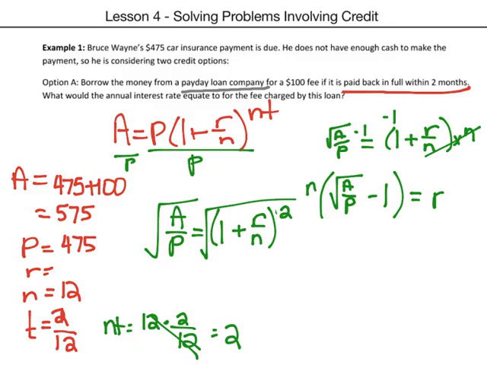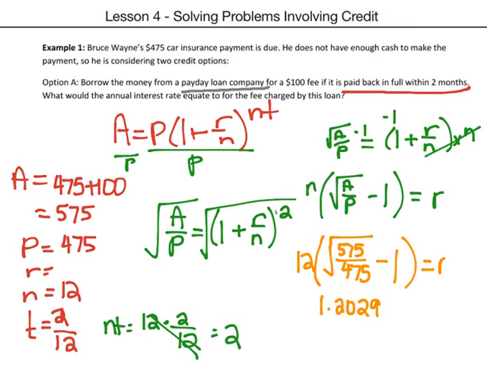But I'm going to plug in my N values. So we have 12 bracket the square root of 575 divided by 475, subtract 1 is equal to R. So you should type this all into your calculator. You should get 1.2029 is equal to R.